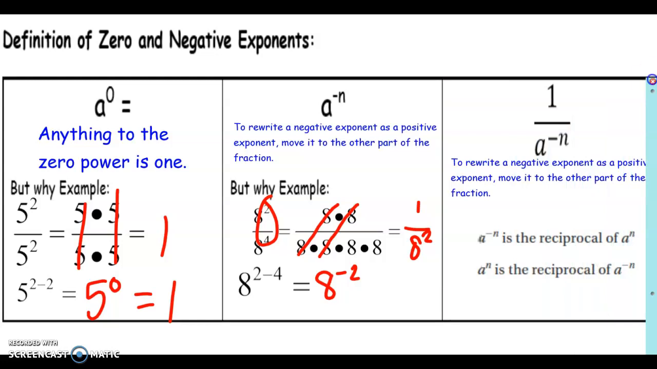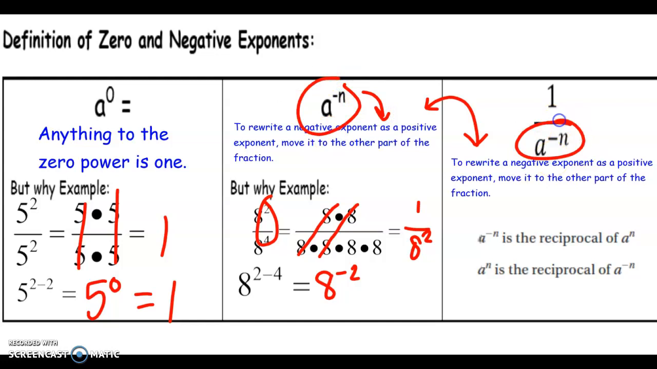And finally, I've got 1 over a to the n. To rewrite a negative exponent as a positive exponent, move it to the other part of the fraction. Notice these are the same. The only thing is this gets moved down, and this one, surprise, surprise, is going to get moved up. So a to the negative n is the reciprocal of a to the n.